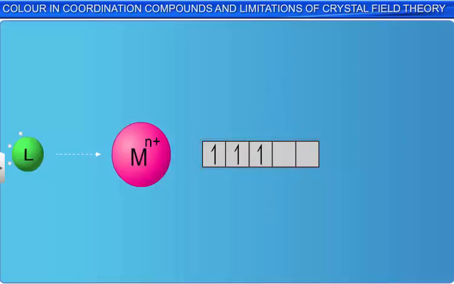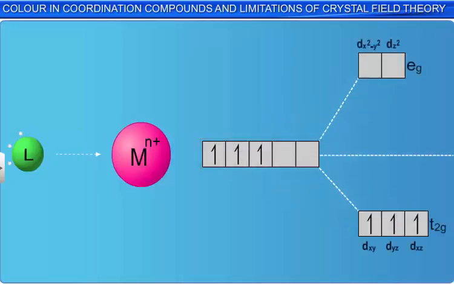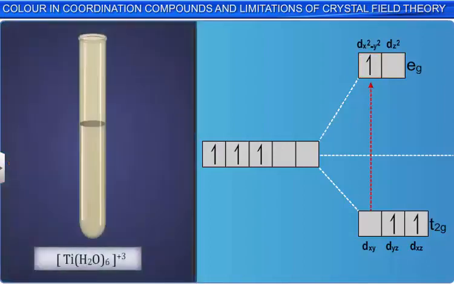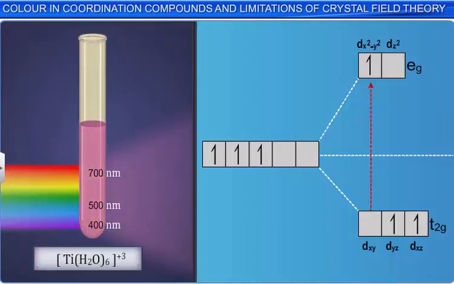When light of sufficient energy is incident on the metal ion, the electron in the low-energy t2g orbital absorbs energy and gets promoted to the higher eg set of orbitals. White light minus the absorbed color becomes the color of the complex. Thus, the color of coordination compounds arises from the electron transition between the split d orbital energy levels.